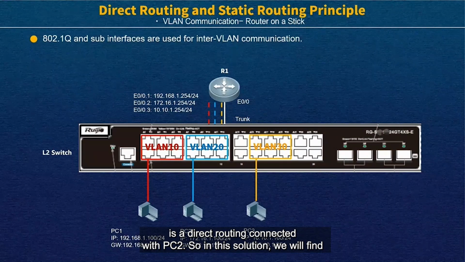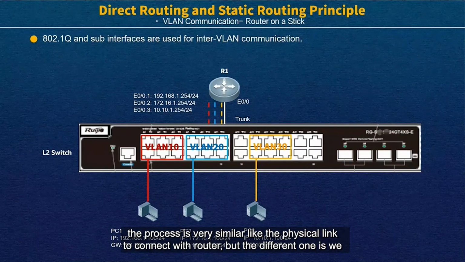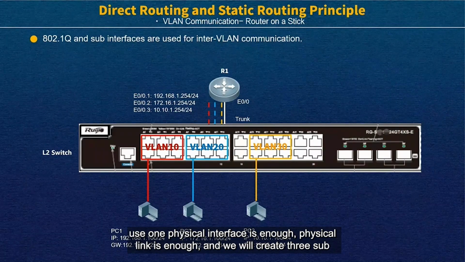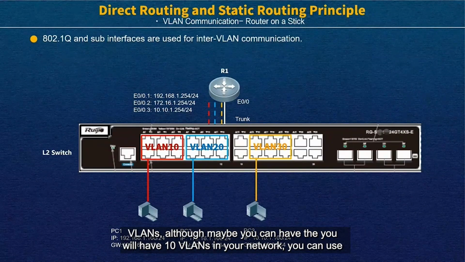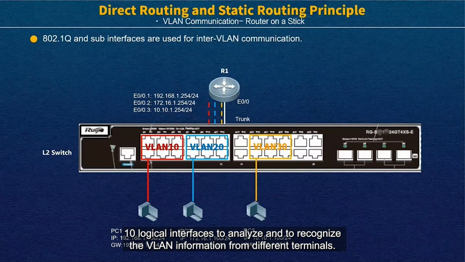So in this solution, we find the process is very similar to the physical link connecting to the router, but the difference is that one physical link is enough, and we will create 3 subinterfaces. This is a logical interface, and each subinterface can recognize a different VLAN. Although you may have 10 VLANs in your network, you can use 10 logical interfaces to recognize the VLAN information from different terminals.